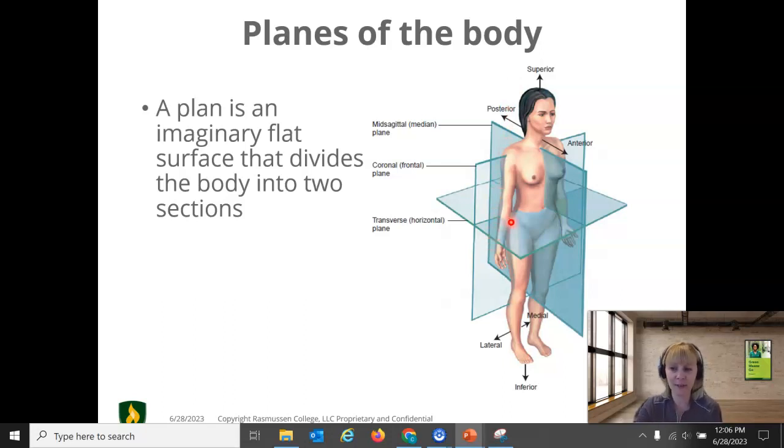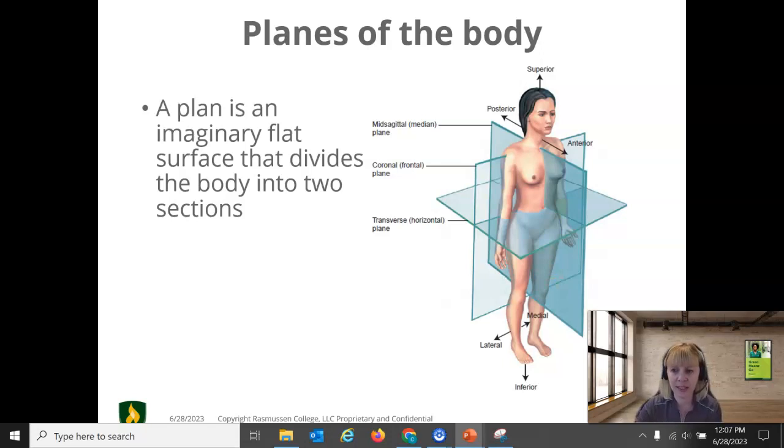And the last one we have is a transverse or horizontal plane, and that will divide the body into superior and inferior positions. So the transverse plane is right here. It divides into superior, which is upper, and inferior, which is lower.